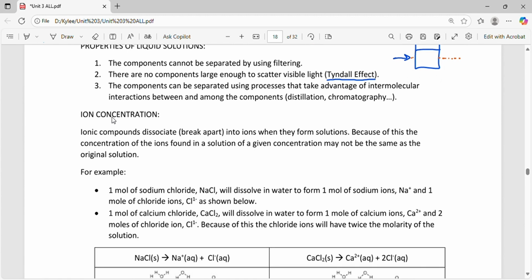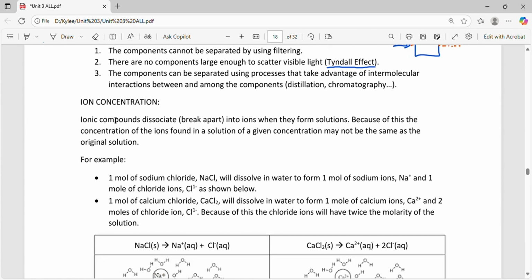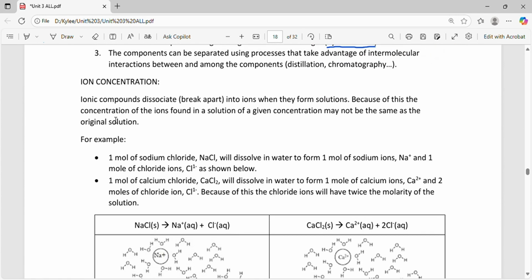For ions that are dissolved in solution, it's important to note that ionic compounds completely dissociate, and that term dissociate means that they 100% break apart. And because of this, the concentration of ions can be different. It's not necessarily going to be the same as the original solution or the original molarity.